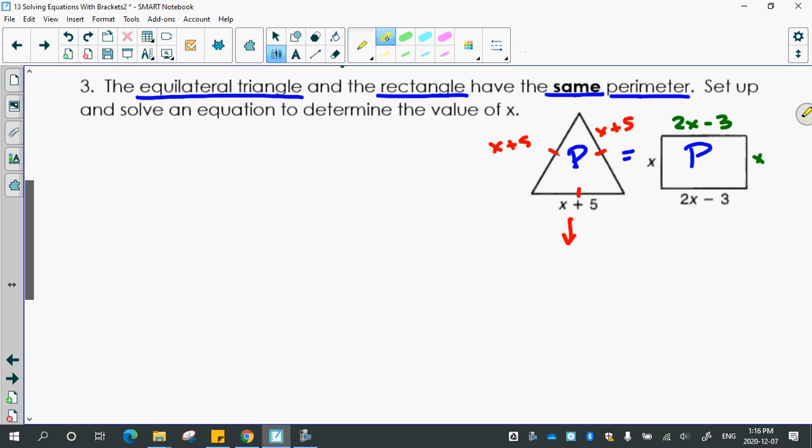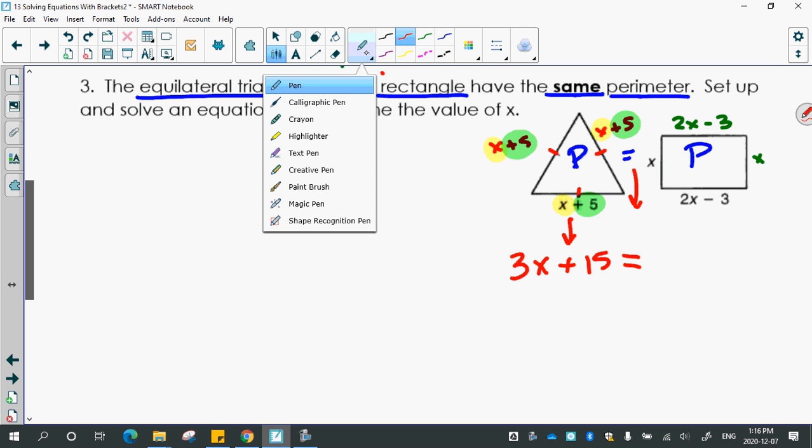So if you remember when we did that, we'd say x plus x plus x is how many x's? 3. Okay, so counting around, we'd say the perimeter of the triangle has 3 x's in it. Then we want to add the number parts. So plus 5 plus 5 plus 5 is positive 15. Perfect. And then we've got our equal sign because the perimeters are equal.